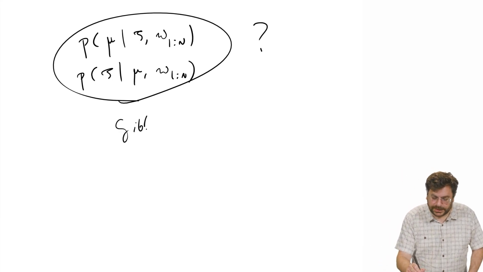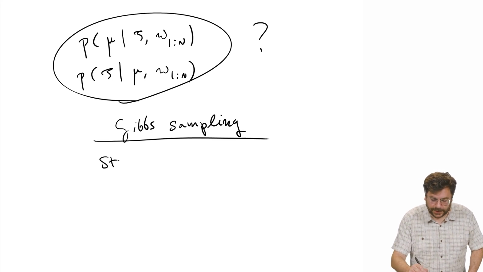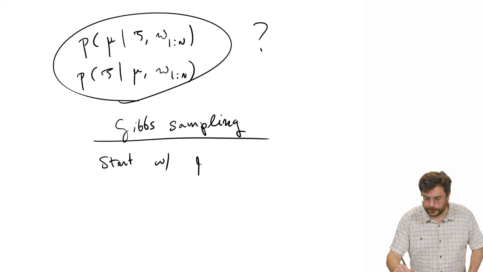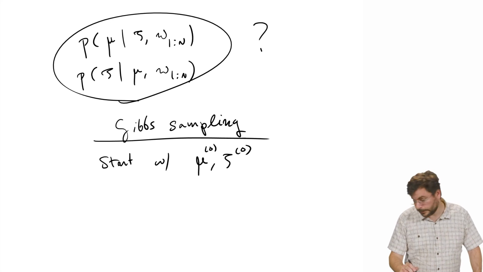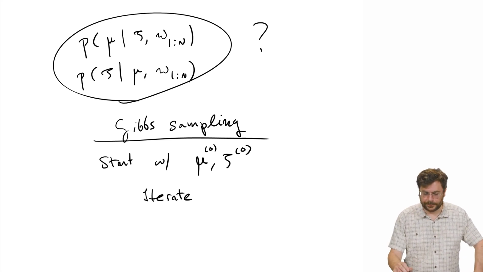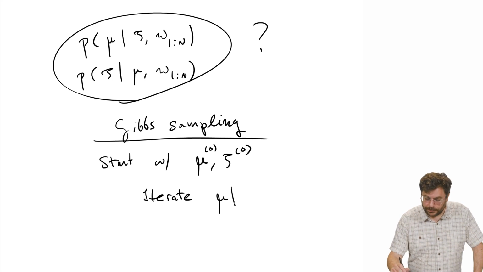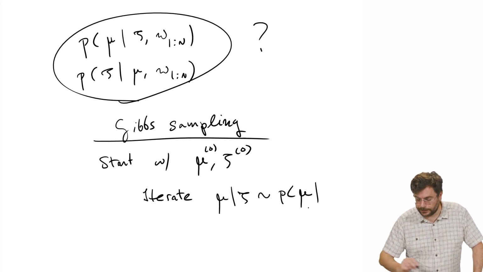So, to be clear, in Gibbs sampling, I would start with mu 0, tau 0. Those are my variables that I wish to sample. And then I would iterate the following. Mu conditioned on tau, drawn from p of mu given tau and the data.